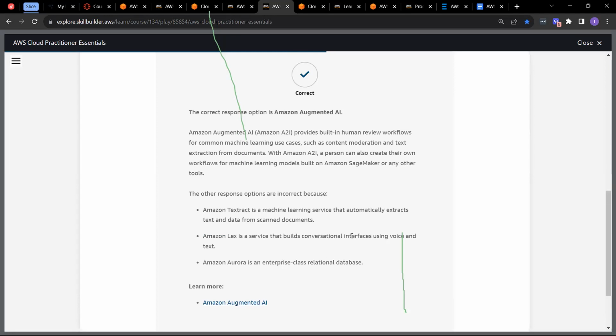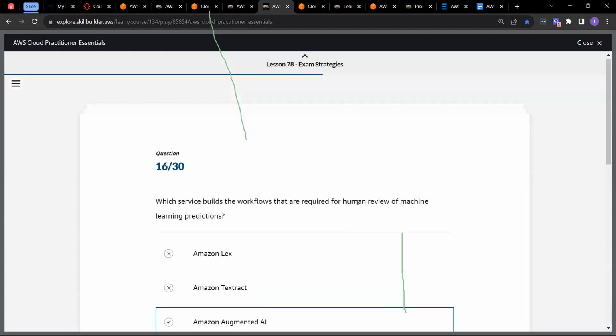You see, the answer says Amazon Augmented AI. Now, augmented has to do with humans. If we go back to the question, it says human review. That's where the augmentation comes in. Then the machine learning will go with the AI.